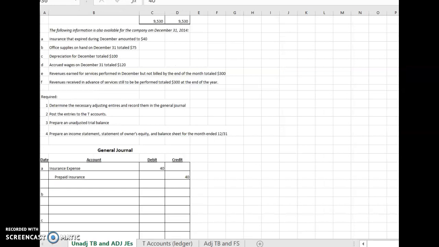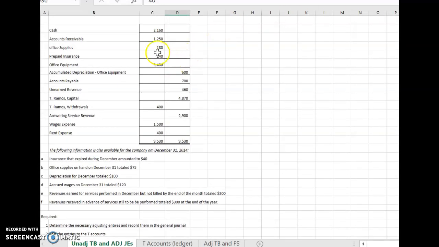Okay, on letter B, office supplies on hand on December 31st totaled $75. Notice that here it's giving us the balance in supplies is $75. They didn't tell me how much I used up. They're telling me how much I have on hand. So let's see how much I had. I had 180 and now I have 75, so to get from 180 to 75, I must have used up $105 of supplies.